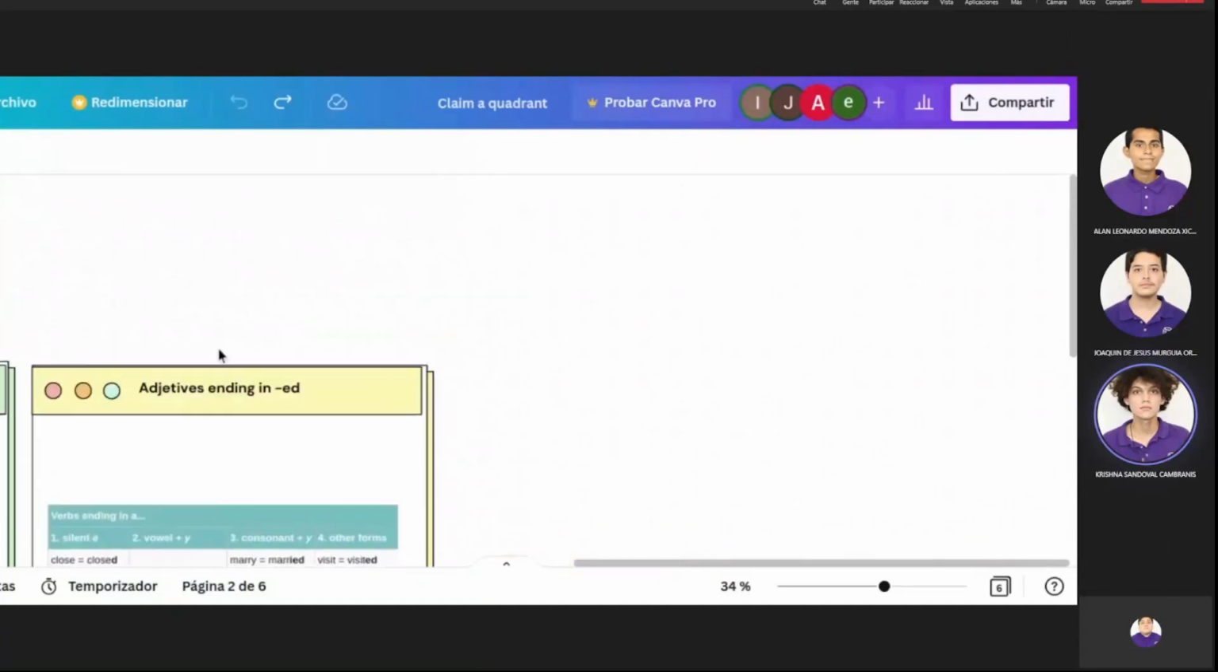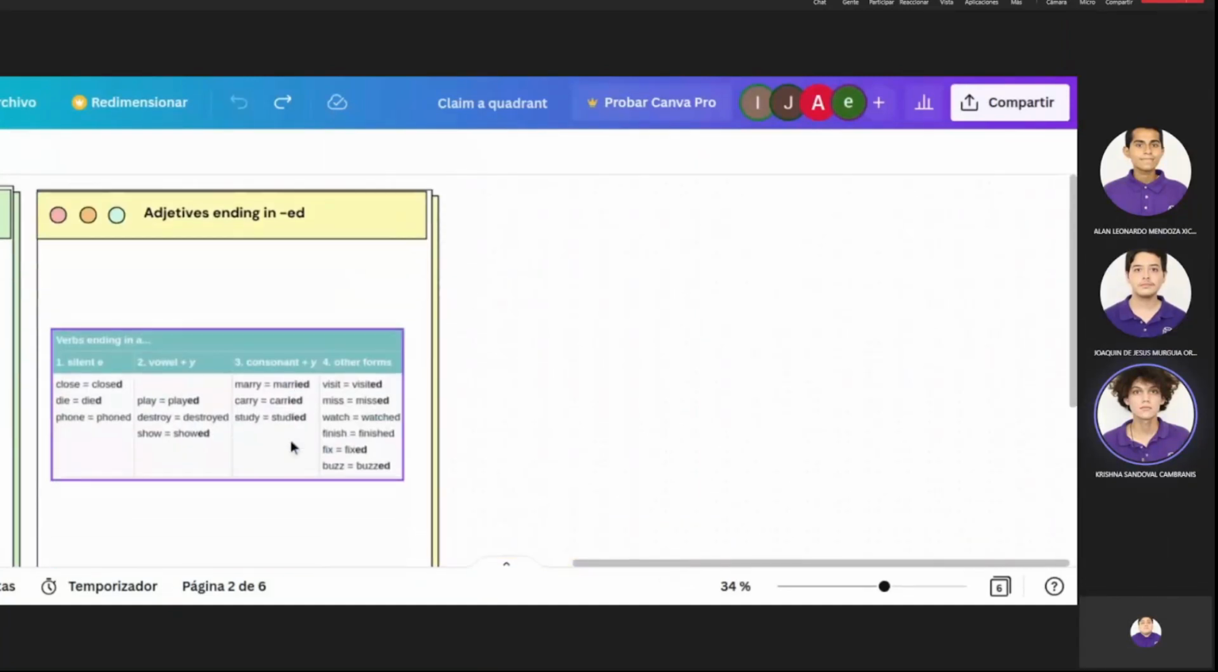Now, I'm going to speak about the ED form. We use the ED form at the end of a word, and the same in the past form. As you can see, there are some examples.